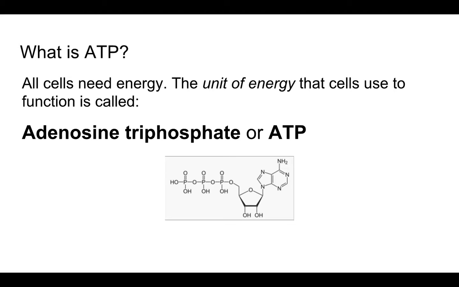All cells need energy, and the unit of energy that cells use that's functional for a cell is ATP, adenosine triphosphate, or ATP. The triphosphate is the key thing to pick up here, because we will also be seeing a lot of diphosphate, di being 2, tri being 3. So you would look at 3 phosphate groups in this one.